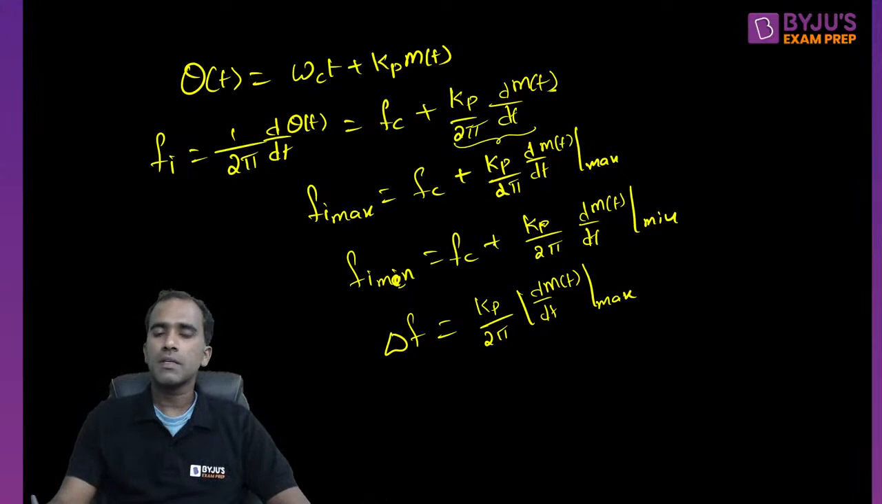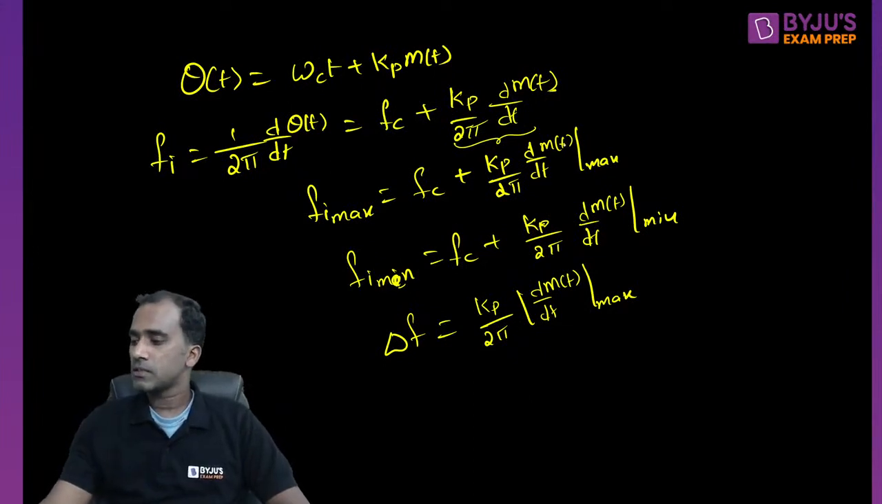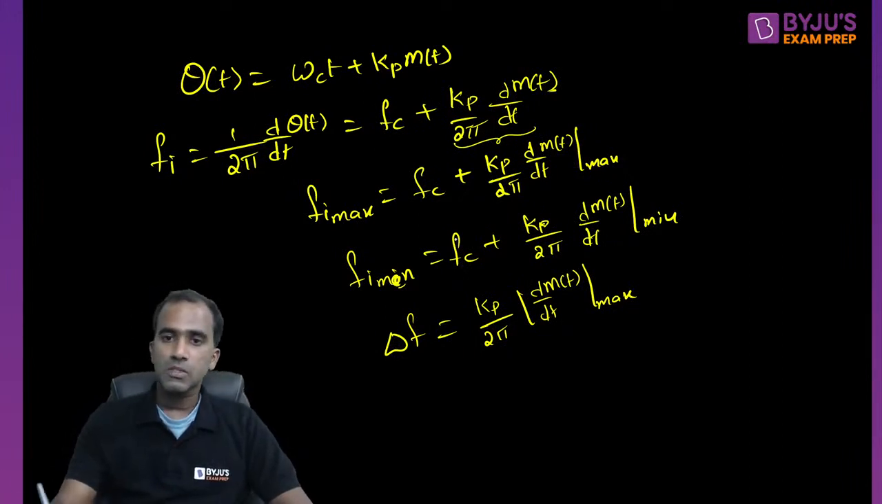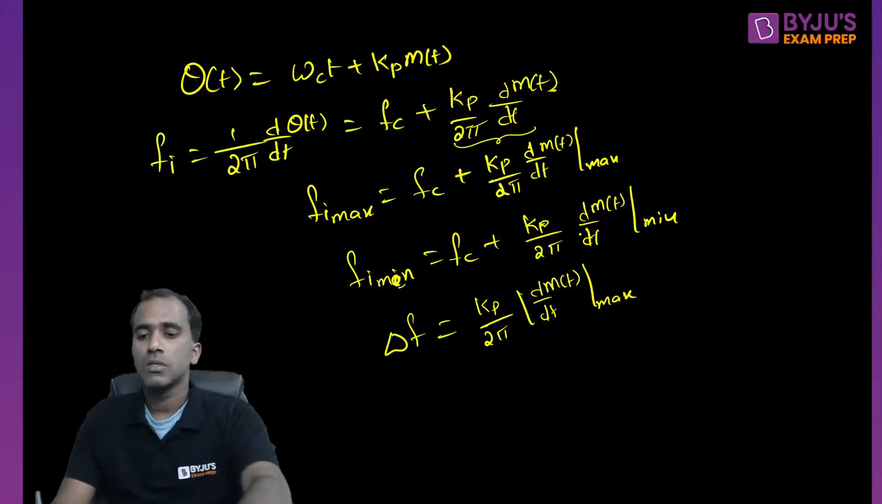Okay, these are the three things that we can figure out from the angle equation, right? So we want differentiation of message, which means the slope of the message, right? We want the maximum slope of the message and minimum slope of the message. So let's go back.